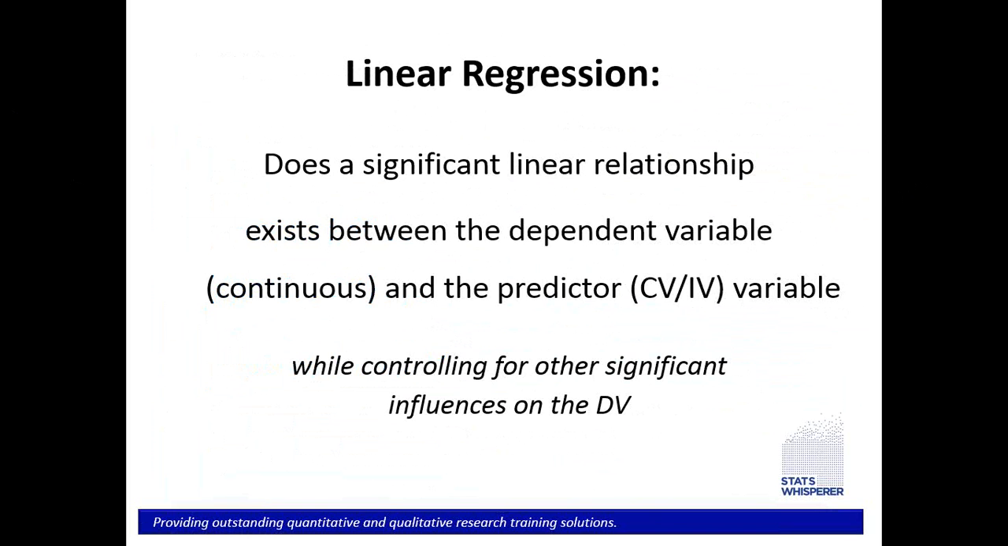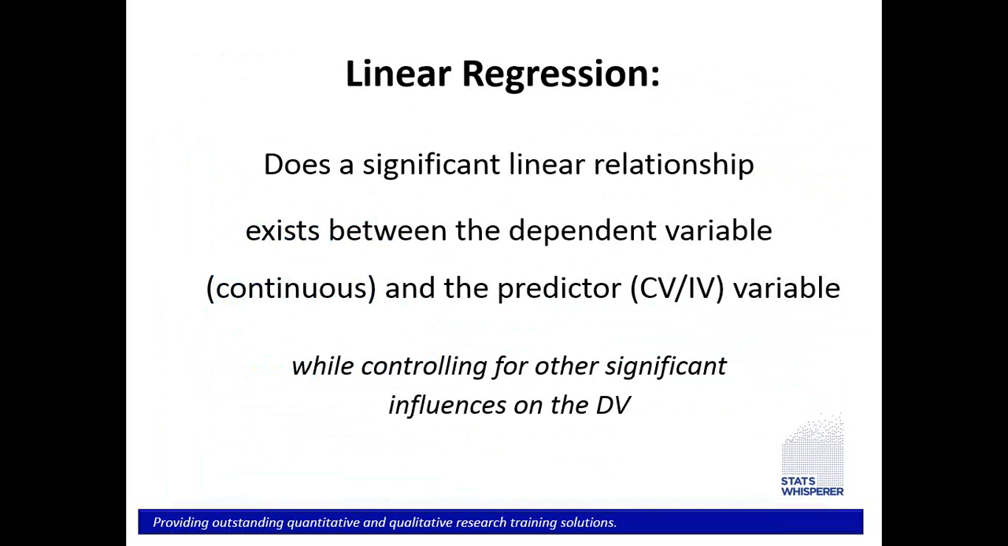So what's being answered here in linear regression? The question: does a significant linear relationship exist between the dependent variable, which is continuous, and the predictor variable, which could be the covariate variable or independent variable, while controlling for other significant influences on the dependent variable? That's the big benefit of our multiple regression here, is we can control for other influences.